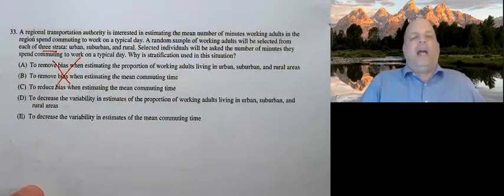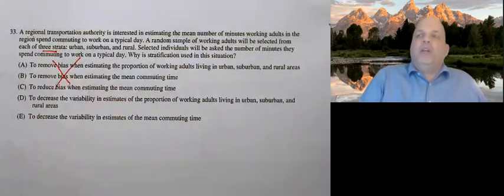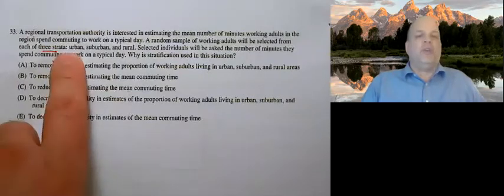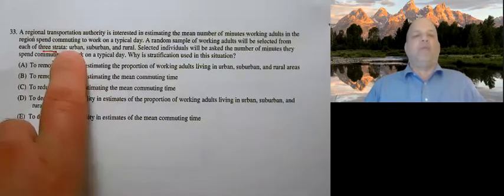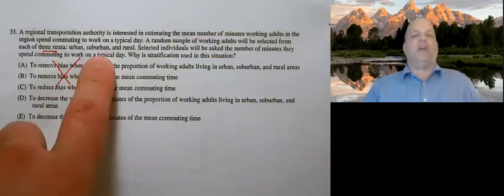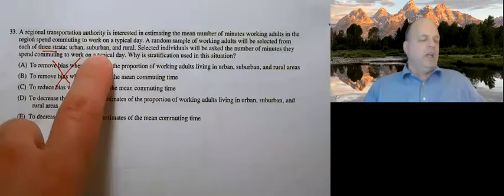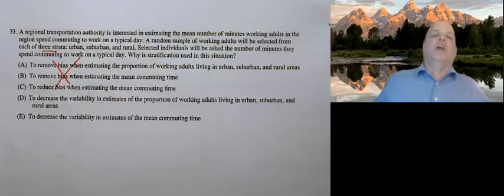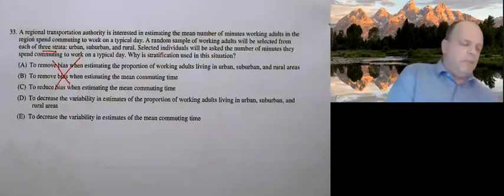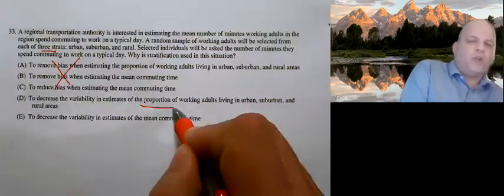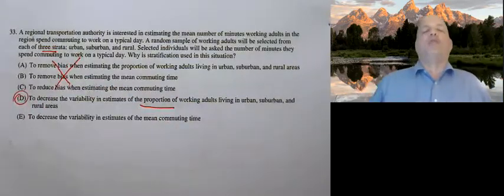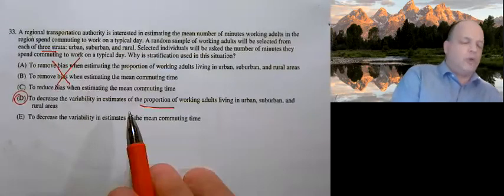So we can get rid of bias. But what are we trying to do? We're trying to make sure we have the right proportions of people. I want to make sure that if 20% of the people are urban, I have 20% urban. If I have 50% suburban, I want 50% suburban. And if the remaining 30% are rural, I want 30%. So I want to decrease the variability in the estimate of the proportion. In other words, I want to make sure that they are proportionately shown correctly.